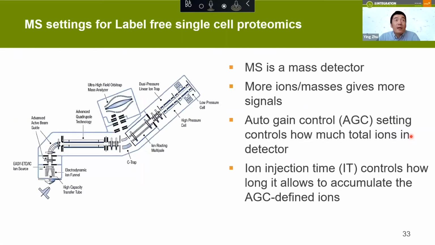If we look at the design of the mass spectrometer, as we know, the mass spectrometer is a mass detector. More ions give you more signal. The ions go through the ion collection capillary and the ion funnel, are selected for MS in the quadrupole, trapped in the ion routing multipole, and then the C-trap throws them into the Orbitrap for detection. So that's AGC, automatic gain control, in the Orbitrap. It's a setting for how many total ions we select to throw into the Orbitrap. Another parameter is ion injection time. It controls how long it is allowed to accumulate the AGC-defined ions.